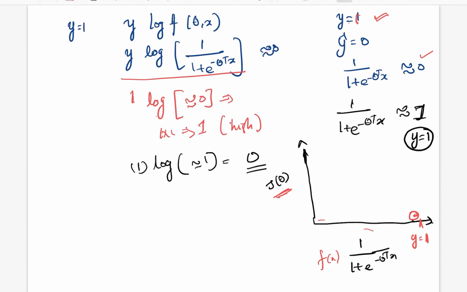On the other hand, when y equals 1 but our mapping function is closer to 0, the cost would be very high. So the function would be looking like this. This is the first part of the cost function. Then we will see what happens when y equals 0.